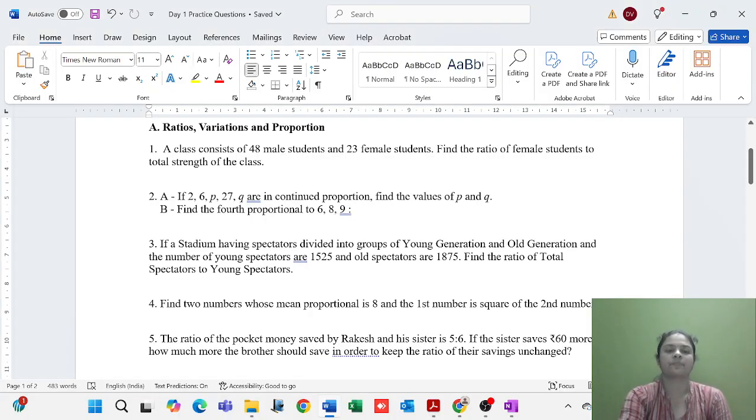Question number 3. If a stadium having spectators divided into groups of young generation and old generation, the number of young spectators are 1525 and old spectators are 1875. The ratio of total to young. So please understand what is the ratio that they are asking. Total to young. So can you work out and tell me? Same model, similar to first model, but slightly different in terms of the ratio that they are asking. Work out and give me the answer.